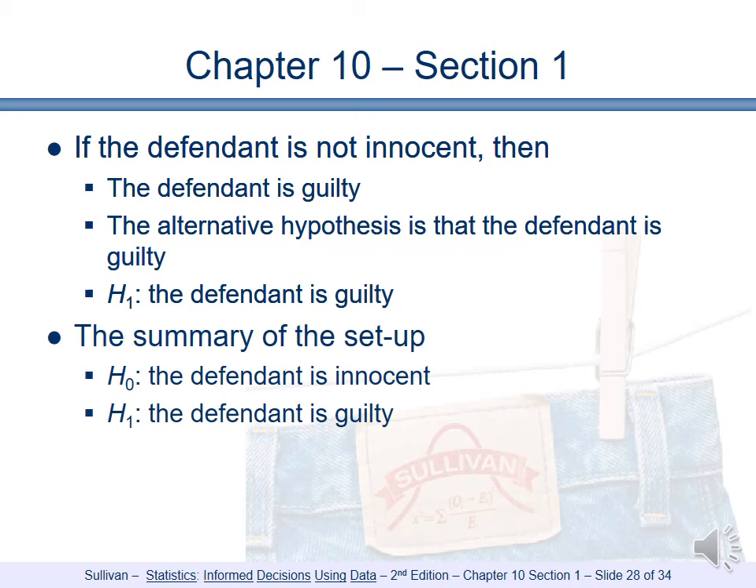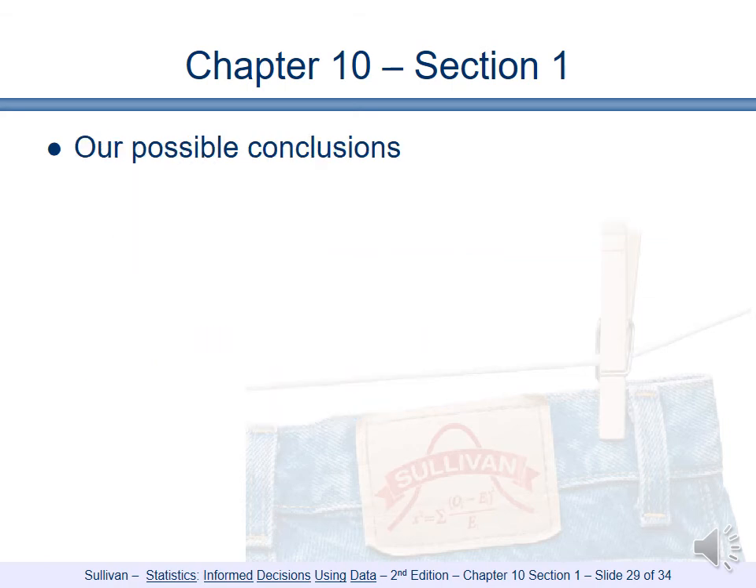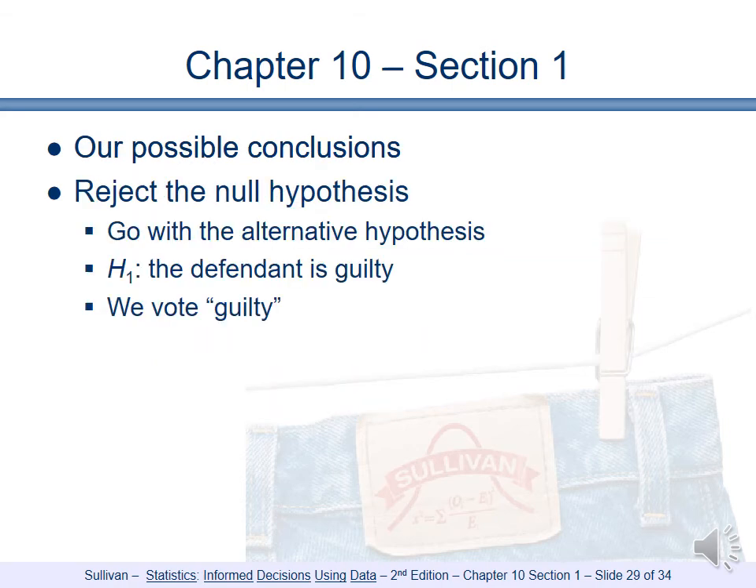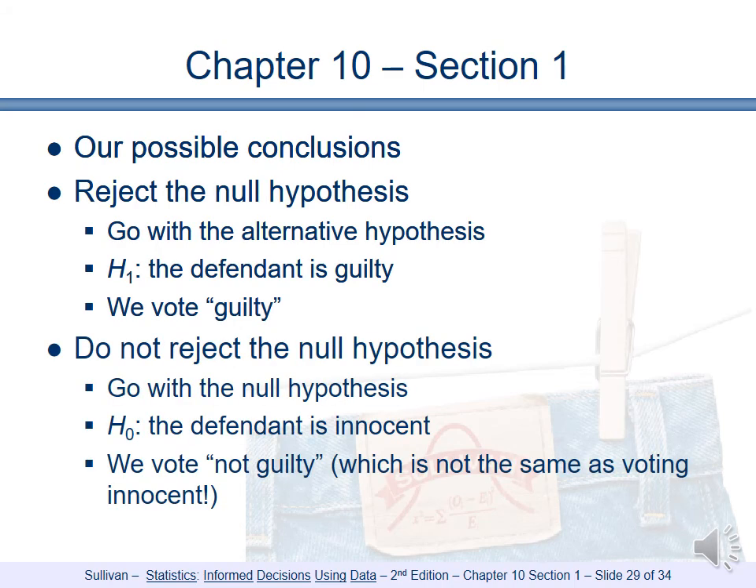Summary. H sub 0, the defendant is innocent. H sub 1, the defendant is guilty. Our possible conclusions. We reject the null hypothesis. We go with the alternative. So H sub 1, the defendant is guilty, and we vote guilty. We do not reject the null hypothesis. We go with the null hypothesis. So H sub 0, the defendant is innocent. We vote not guilty, which is not the same as voting innocent. Remember, not guilty means there's not enough evidence to prove guilt.